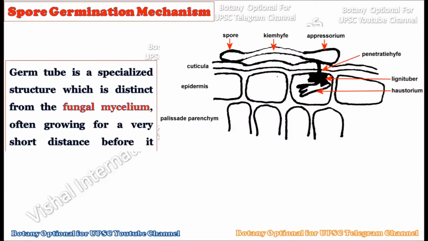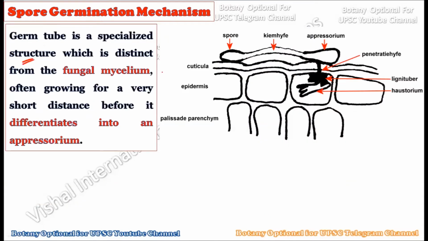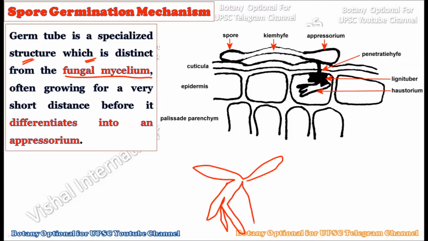Okay, now see, the germ tube is a specialized structure, very distinct from the fungal mycelium. As you know, the fungal mycelium is the complex network of the fungus, and it is generally considered the vegetative structure of the fungus. But this mycelium is quite different from the germ tube. The germ tube has its own characteristics. It is not a simple vegetative structure like the mycelium. The germ tube and the mycelium are two completely different structures.